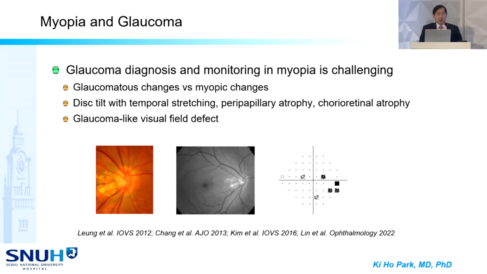So glaucoma diagnosis and monitoring in myopia is challenging because it is difficult to distinguish glaucomatous changes from myopic changes. In myopic eyes, disc tilt with temporal stretching, peripapillary atrophy, and chorioretinal atrophy make it difficult to diagnose glaucoma. And in myopic eyes, there are glaucoma-like visual field defects.